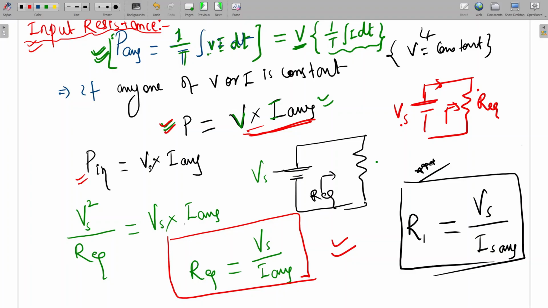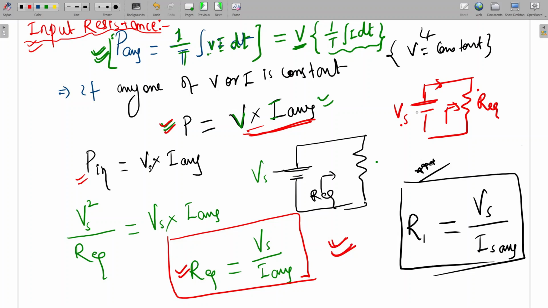So from here we can see what the value of R equivalent will be. R equivalent will be Vs by I average. Why I average? Because while equating these equations, we get that R equivalent should be equal to Vs by I average. Is it clear?